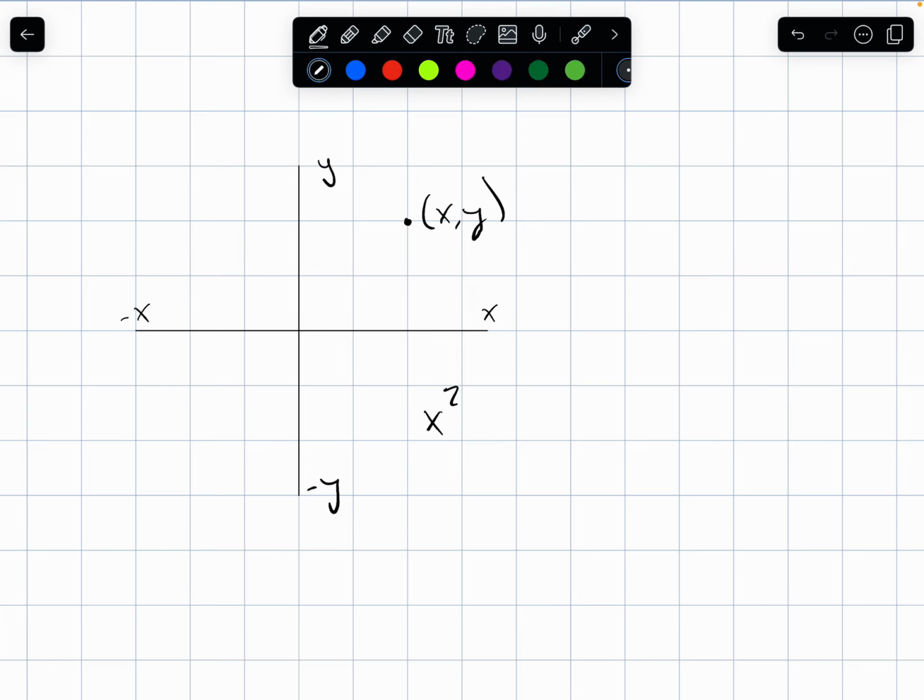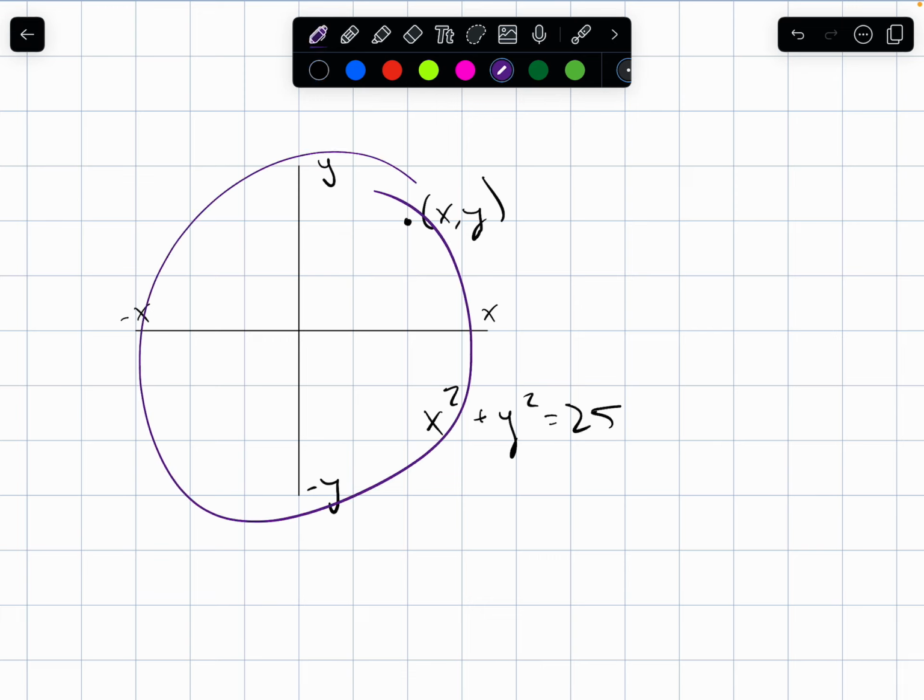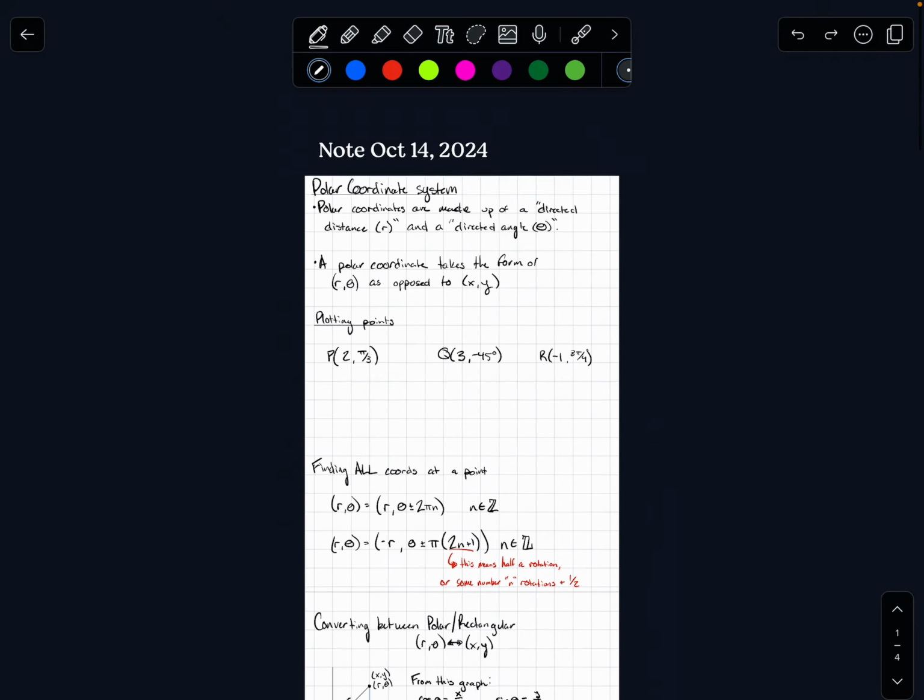We've got to go x squared plus y squared equals 25. That's a circle with radius 5 centered around the origin, looking something like that. That's not the most simple thing, whereas in another coordinate system, a circle is literally just a number. Just r equals 7. There's your circle of radius 7. So this makes attacking certain problems easier using a different coordinate system. That's what we're going to talk about today.